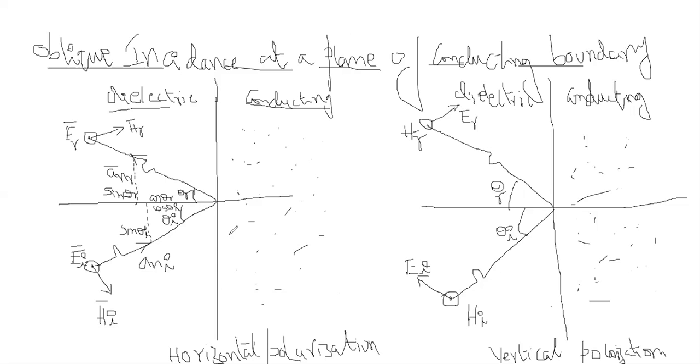So theta I is equal to theta R. Just remember that one. You can call it Snell's law of reflection: theta R is equal to theta I. By using these two right angle triangles, you can write a_nI bar.